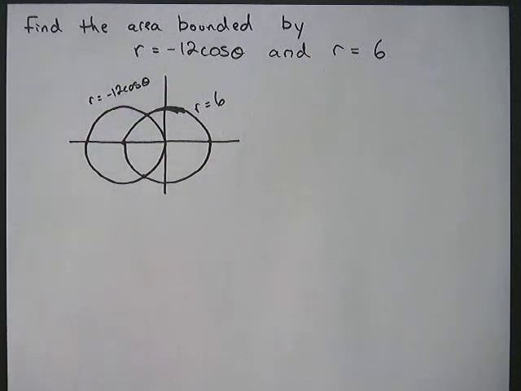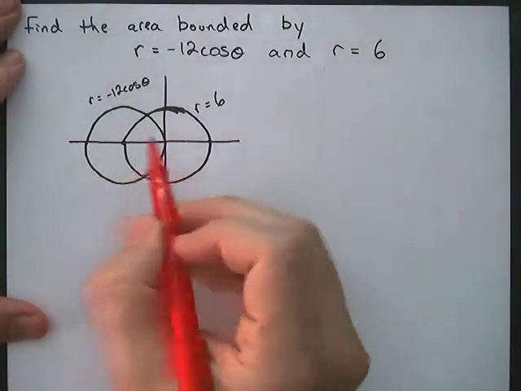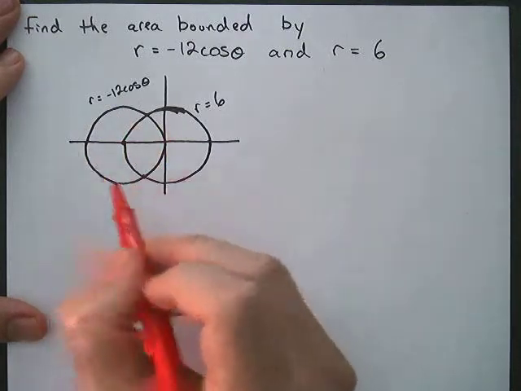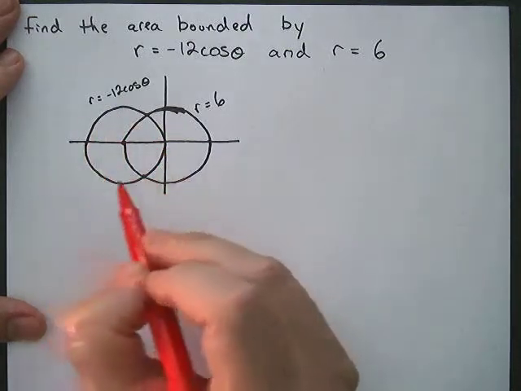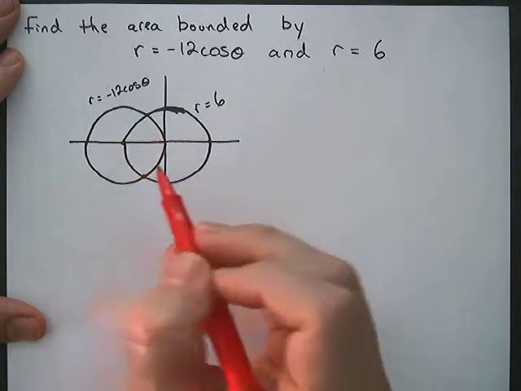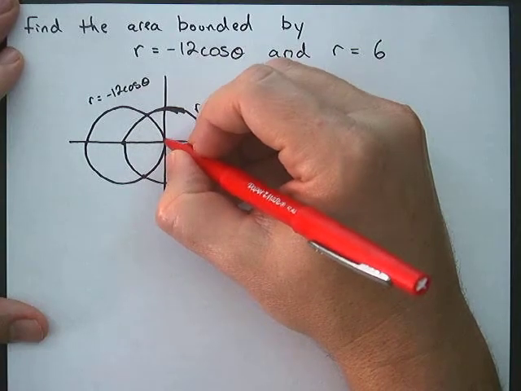Find the area bounded by r is equal to negative 12 cosine theta and r is equal to 6. Okay, so I've already drawn these graphs, and we're looking for the region that's bounded right here between these two circles. So they're both circles of radius 6. This one's just been shifted over to the left by 6. So this is the area in between. So we need to somehow find this area.